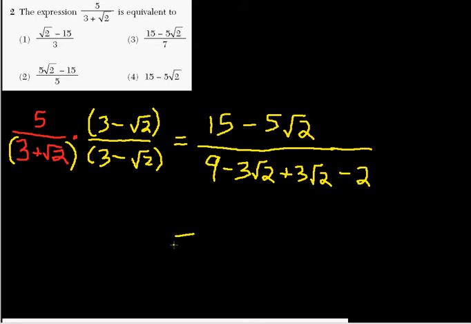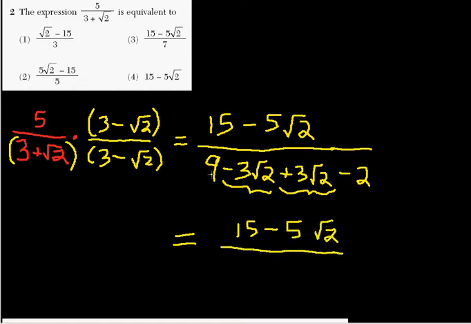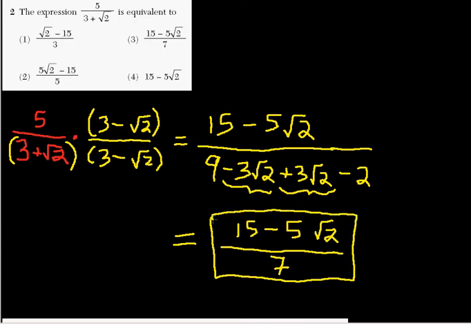Okay, we can simplify this a little bit. This and this cancel out, and we have 15 minus 5 times square root 2 all over 9 minus 2, which is 7. Okay, and if you look closely at the top, you will see exactly that answer.